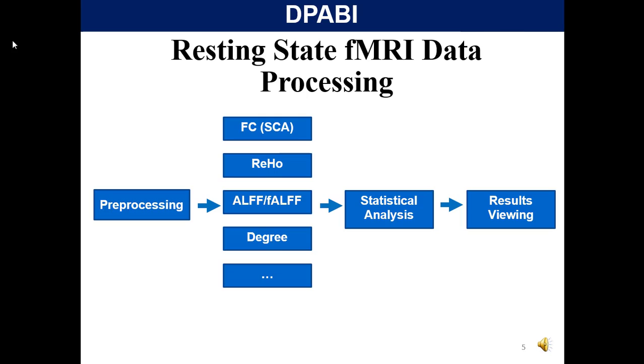In this almost 2-day course, we will go over, from the beginning, how to pre-process data and how to calculate the measures. For the meaning of the measures, you need to go back to the first 3 courses and understand what the measures mean. We will also go over all the statistical analysis issues and how to view our results. The first part is DPARSFA, where all the pre-processing is in volume space, and the second part is DPABI itself, where all the pre-processing is surface-based.